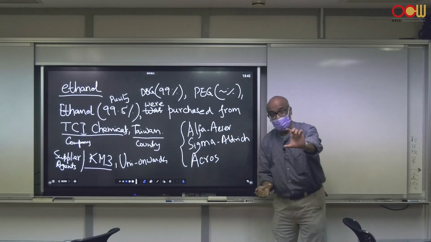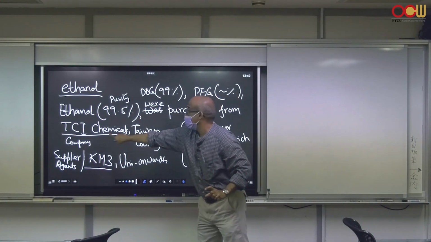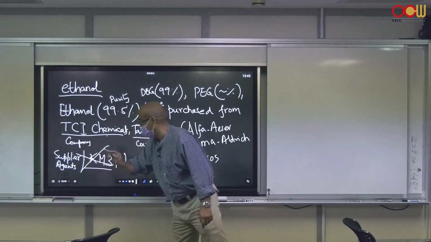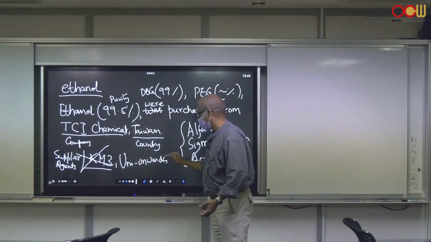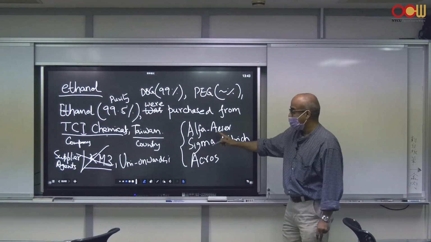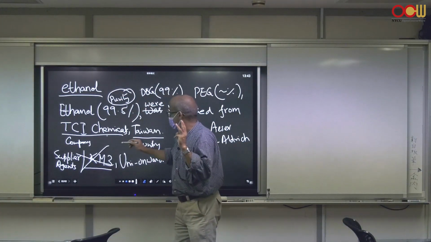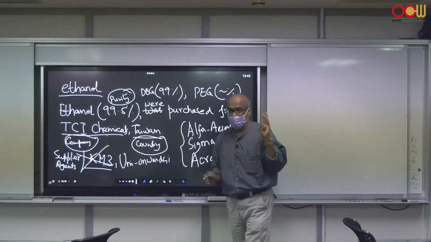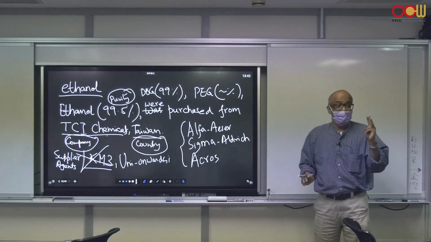So the name that you see on the bottle, you have a bottle and you see that name, that must come here. So that's the company. Don't use the agent's name. Don't say that we purchase this and this from KM3 or Uni onwards or some company, no. And you need the country. So three things to remember: purity, company, and country. These three things should be there for each chemical that you use.